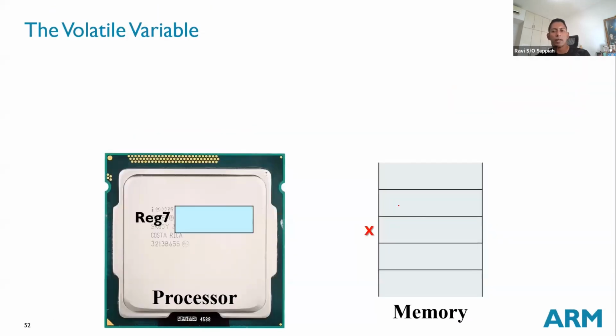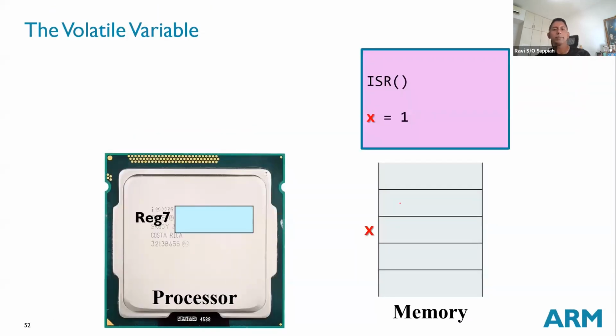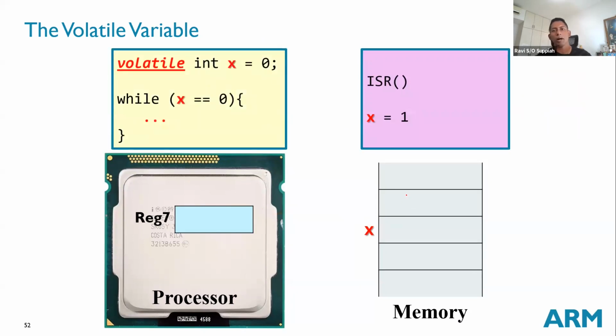Now if I have the same situation, but now I have an ISR that can also update x. So x is now a global variable. I mean it was a global variable before, but now x can be updated in the main code, and it can also be updated in the ISR. So in this case, what happens?